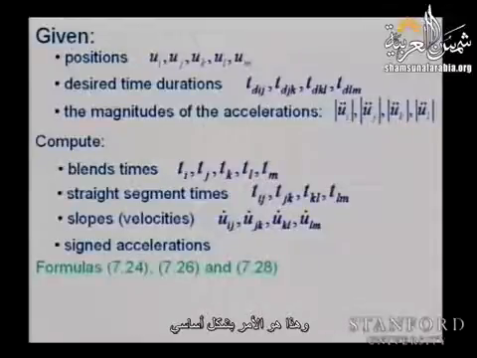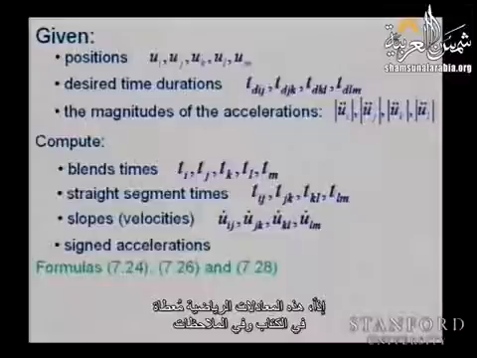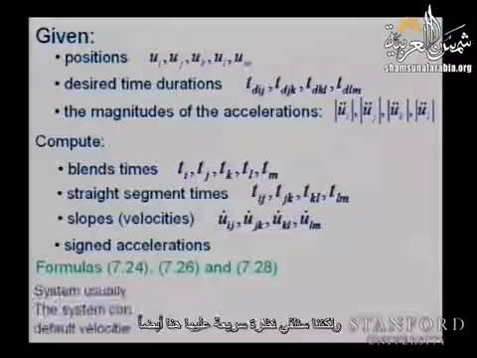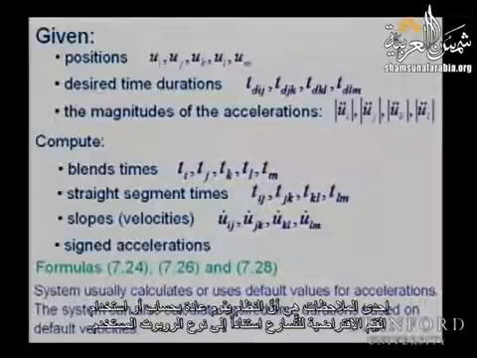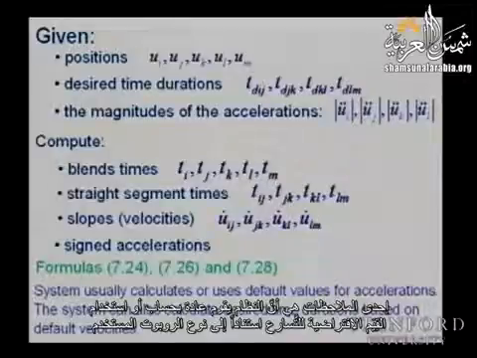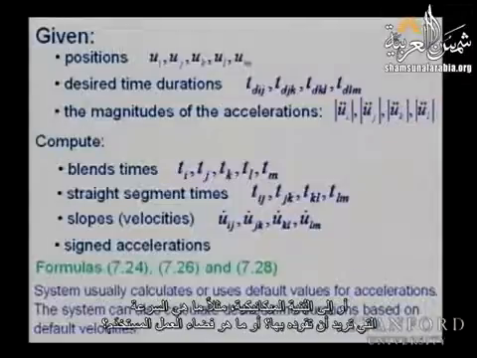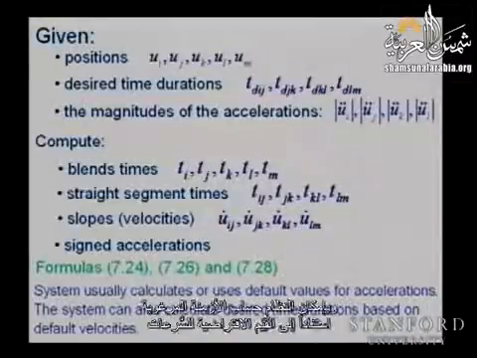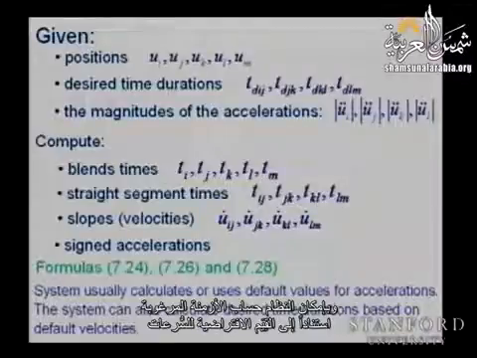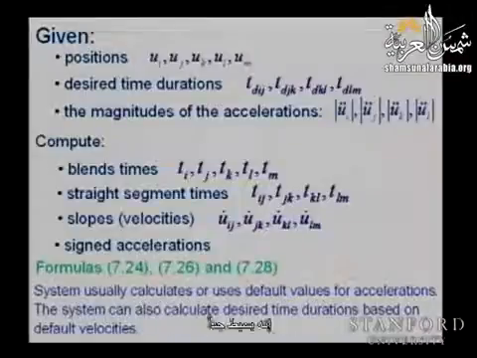And that's basically it. So those formulas are given in the book, in the notes, but we'll also look at them here briefly. One note is that the system usually calculates or uses default values for the acceleration based on the particular robot, based on the mechanical structure, you know, how fast you want to drive it, what's the workspace, etc. And also, the system can calculate desired time durations based on default velocities, right? Pretty simple.